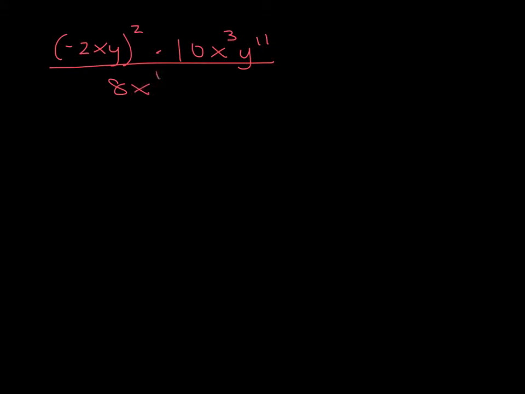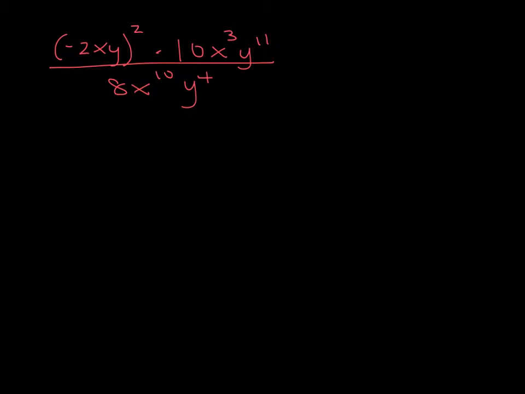The first problem that I'm going to work for you guys and walk you through is actually problem 9 on the I Heart Exponents worksheet, and it looks like this. There are parentheses, and then it's negative 2xy, and that's raised to the second power. Then it's being multiplied by 10x cubed y to the 11th, and then all of that is being divided by 8x to the 10th y to the 4th.